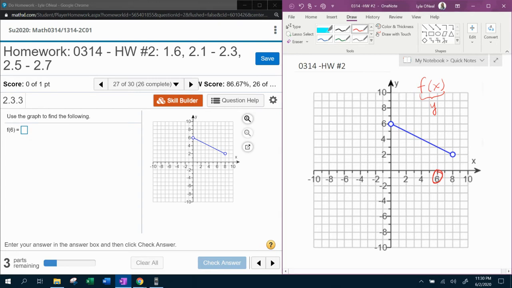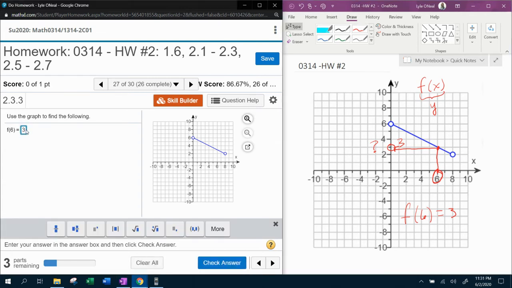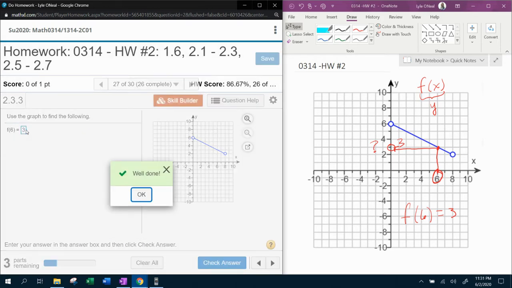Well, I can figure that out by going to where x is 6. I'm going to go up to where the graph is, and then I'm going to go over to see what y is. It looks like that is a y value of 3. So here we can see that f of 6 is 3. Again, that's because when x is 6, the graph is at a height of 3. And now to see if I lied to you. Bam.